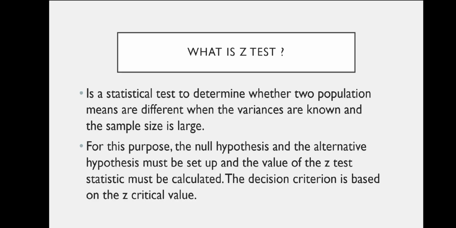What is a z-test? It is a statistical test to determine whether two population means are different when the variances are known and the sample size is large. Z-tests, also known as population variance tests, are a statistical way of testing a hypothesis. For this purpose, the null hypothesis and the alternative hypothesis must be set up, and the z-test statistic must be calculated. The decision criterion is based on the z-critical value.